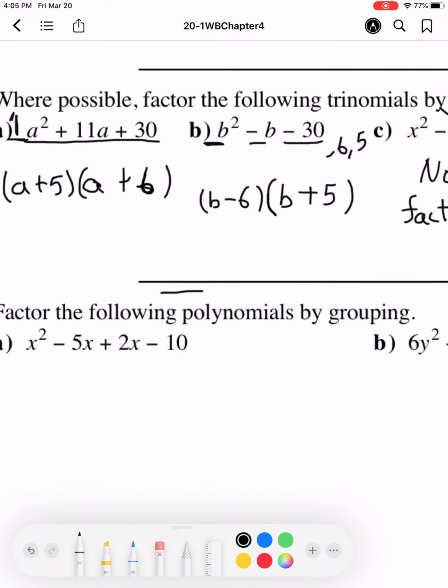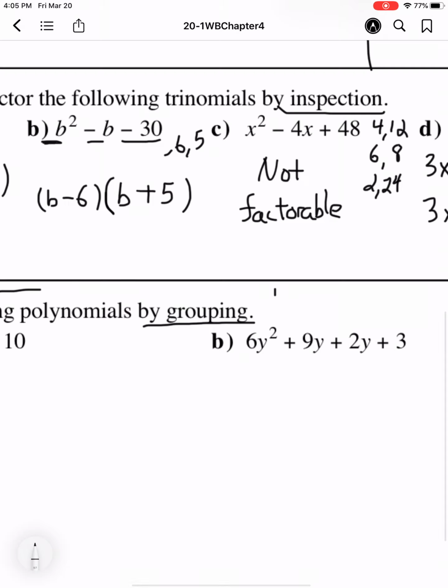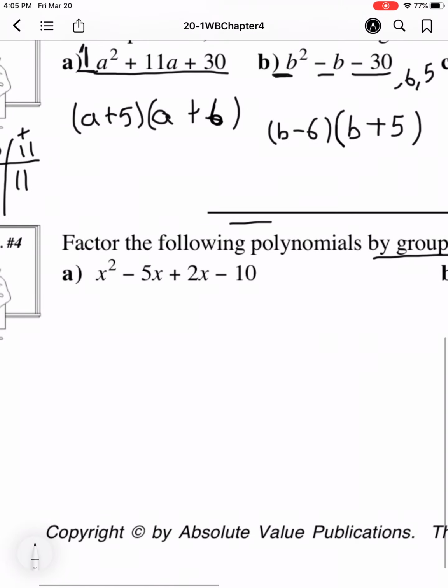Grouping is what we use when we have 4 terms. You'll notice both these questions have 4 terms. As soon as we see 4 terms, first of all, we check for greatest common factor. There isn't one amongst all of them. Then we're going to break these up into 2 separate groups, like so.